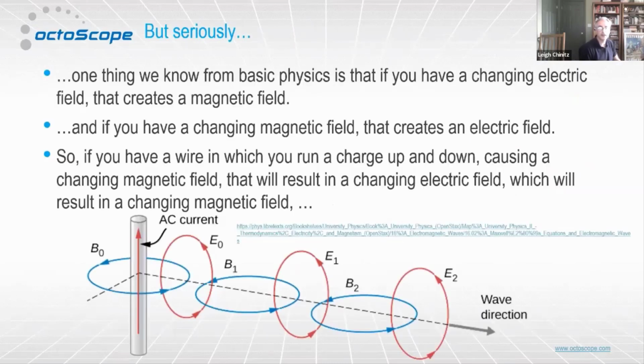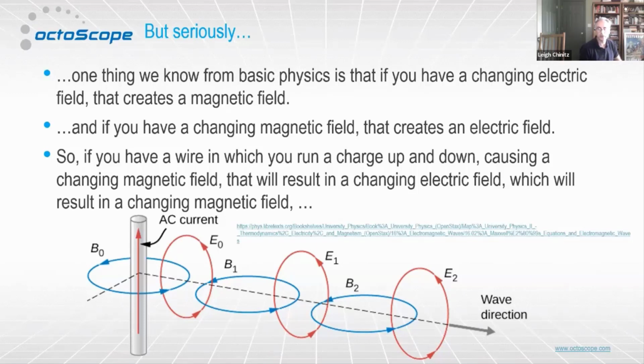So seriously, what do we know? We do know a couple things from basic physics. It's always good to start with a little bit of basic physics. And we know from basic physics that if you have an electric field that's changing, that creates a magnetic field. If you have a changing magnetic field, that creates an electric field. If you take a wire and you run current through the wire, you'll get a magnetic field around that wire. It'll be static, but that's what an electromagnet's all about.